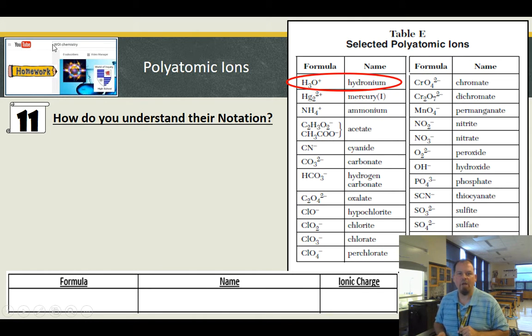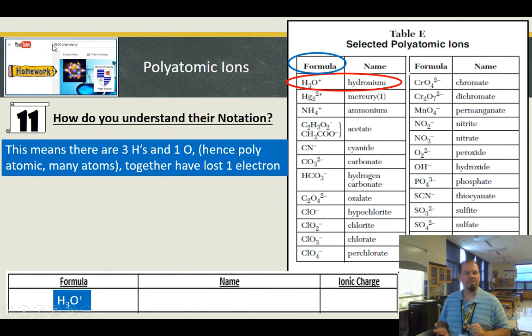So H3O with a plus is hydronium. Okay? Its formula, H3O plus. This means that there are three H's and one O, hence polyatomic, many atoms. There's 4 atoms in that ion. Together they have lost 1 electron, now they have a positive charge. We'll delve deeper into that next unit, I promise.